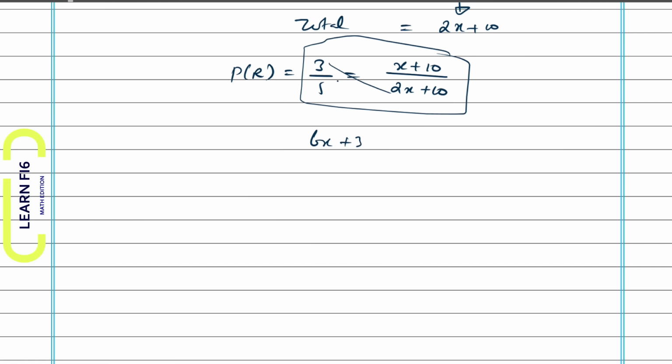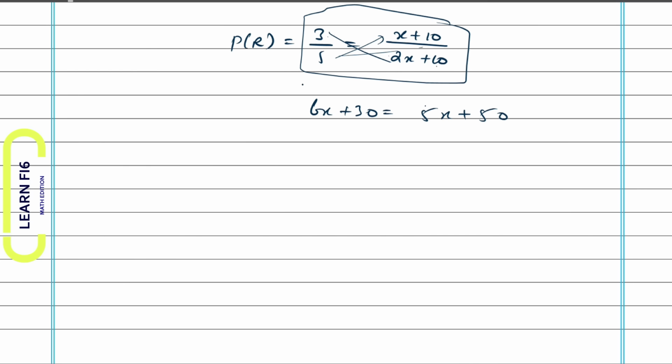We will get 6x plus 30 is equal to 5x plus 50. Okay, so 3 into 2 is 6 and 3 into 10 is 30, and 5 into x is 5x and 5 into 10 is 50. Now we need to rearrange this.